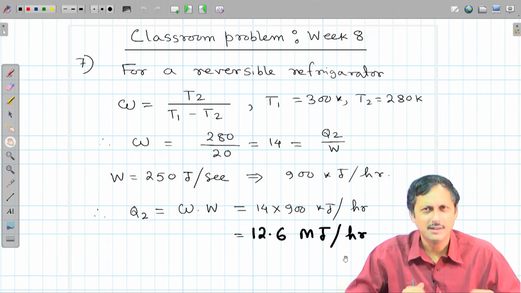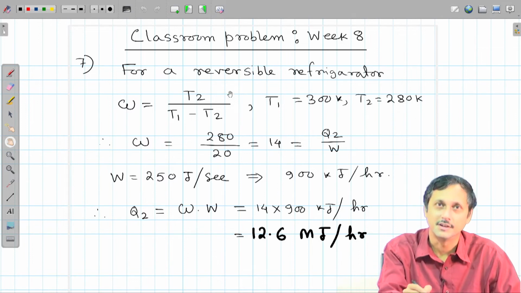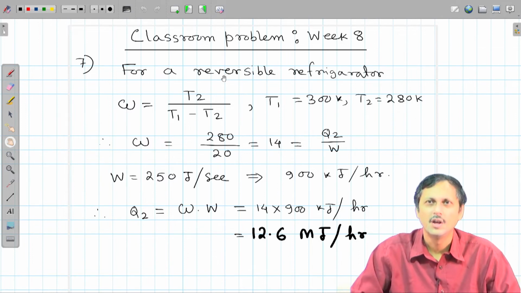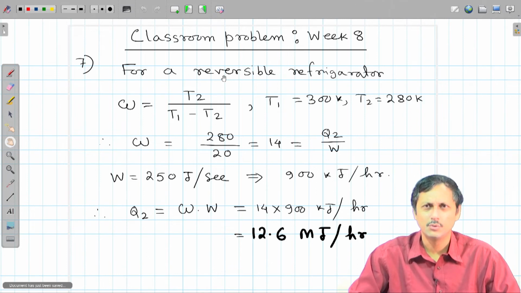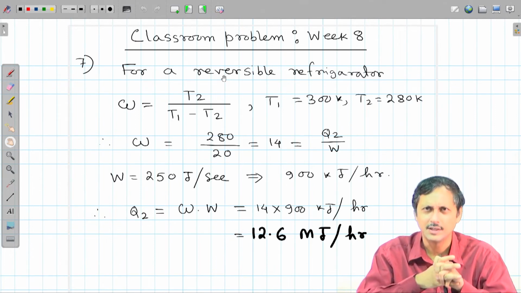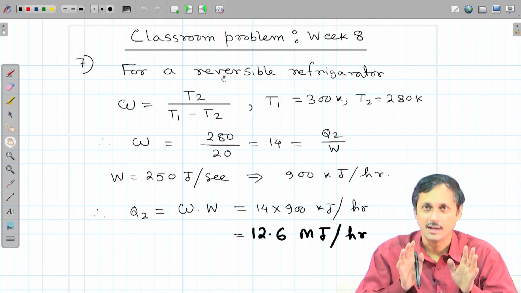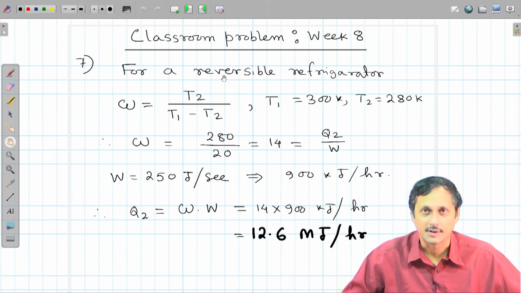Once again we are assuming that it is an ideal refrigerator, so this equation holds, but even if you make this calculation, you will not make very big mistakes. Typically modern day machines, especially the electric ones, are quite efficient, and you will get an idea. That is what I am trying to tell you.